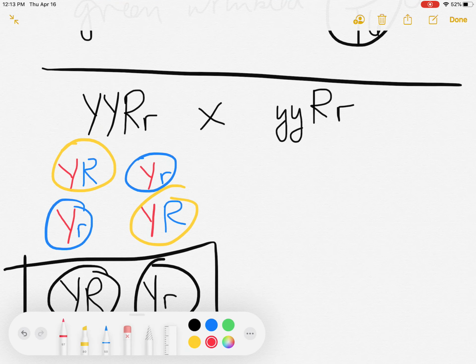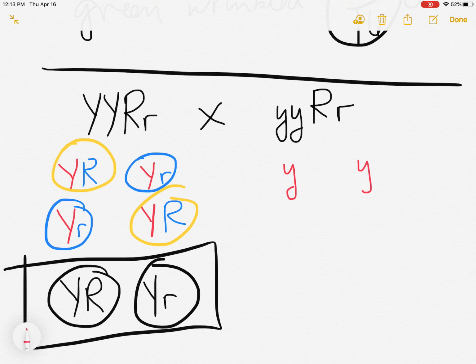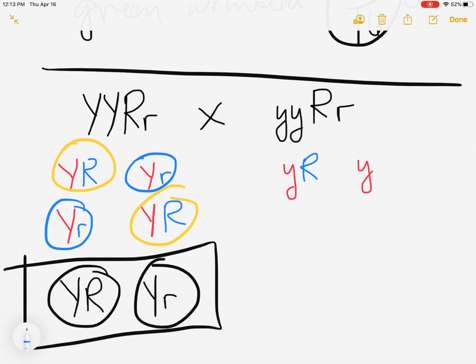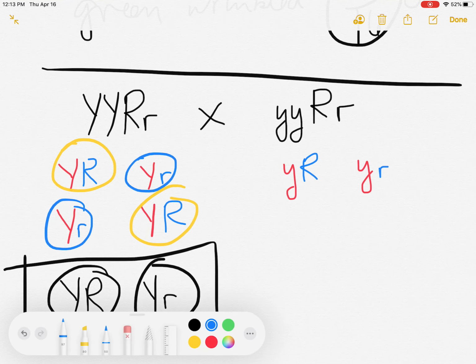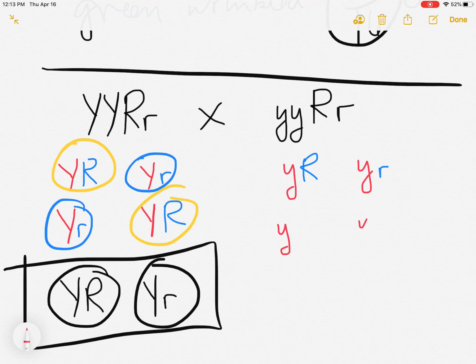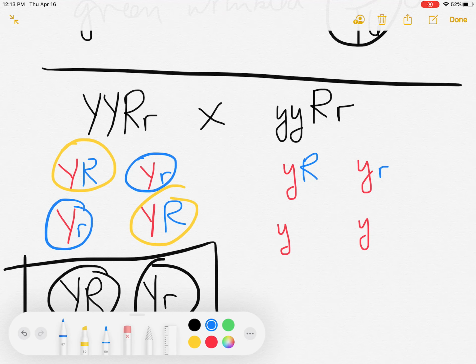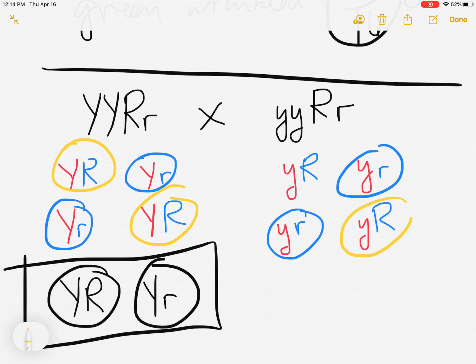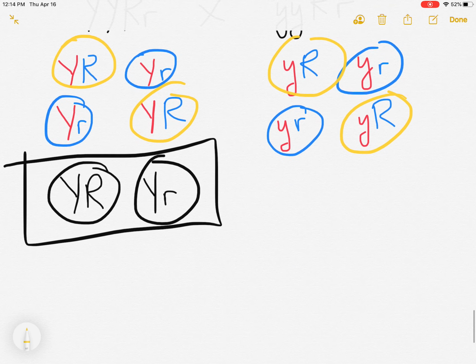Okay, let's do the other one. If we look at this one, we can get a little y and a little y, right? And now the big R could go this way with this guy and the little r over here, but they could also go the other way. So I could also get two little y's, and I could have the big R going the other way over here and the little r going there. But again, doesn't matter.